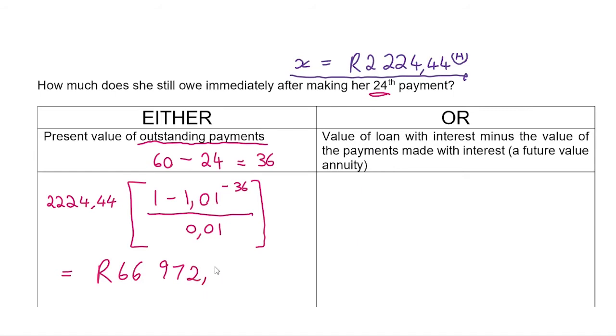66,972 and 48 cents. Okay, that's the first method. This method only works under certain circumstances, and we'll come back to that. The second method, which always works, involves a little bit more work. It is to work out the value of the loan at that point, in other words, after the 24th payment, with interest, minus the value of the payments that have been made with interest.